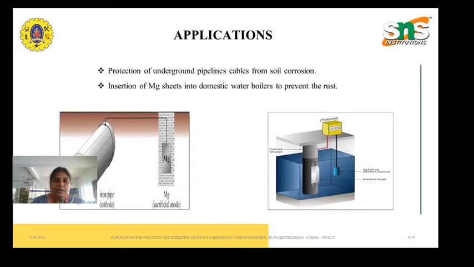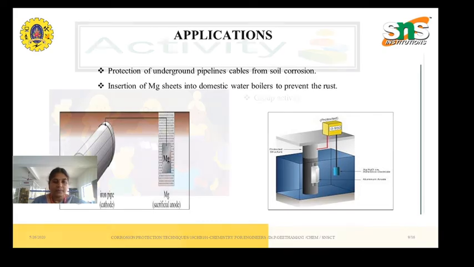Applications: continuity, the protection of underground pipelines and cables from soil corrosion. As I told previously, when two different soils are there, means when we bury the pipelines, due to the soil resistivity, we can use more active metals to protect the metal. Another one is the insertion of magnesium sheets into domestic water boilers to prevent rust. So boilers will be protected by using these more active metals like zinc, aluminum or magnesium.